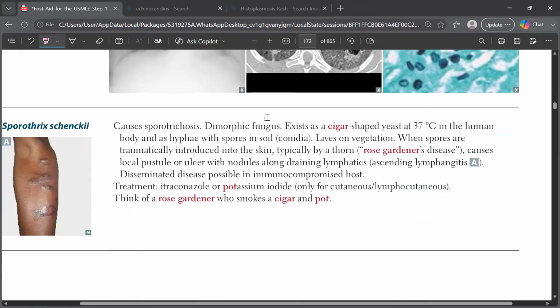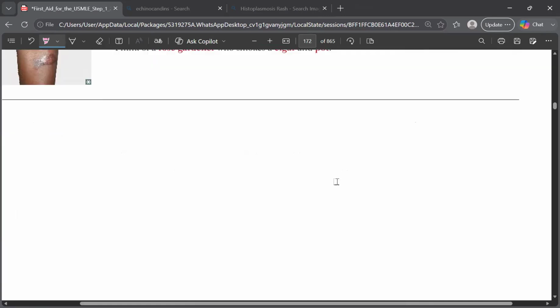Then we have Sporothrix schenckii that causes sporotrichosis. It is a dimorphic fungus, existing as cigar-shaped yeast at 37 degrees Celsius in the human body and as hyphae with spores, or conidia, in the soil. It lives in vegetation when spores are traumatically introduced into the skin, typically via thorn or rose gardener's disease. It causes a local pustular ulcer with nodules along draining lymphatics, and it is known as ascending lymphangitis.